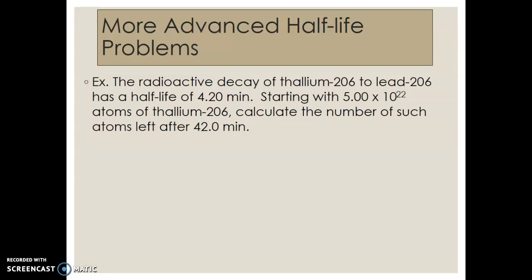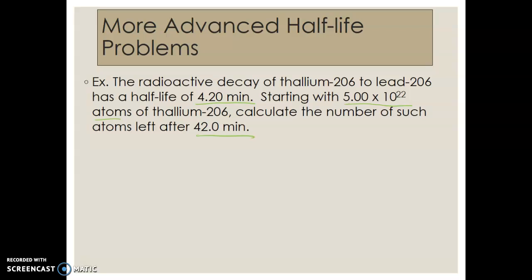It says the radioactive decay of thallium-206 to lead-206 has a half-life of 4.20 minutes. And starting at 5.00 times 10 to the 22nd atoms, we want to calculate the number of atoms left after 42 minutes. So we are given our half-life time, and then we're given our starting amount. We want to find the final amount.